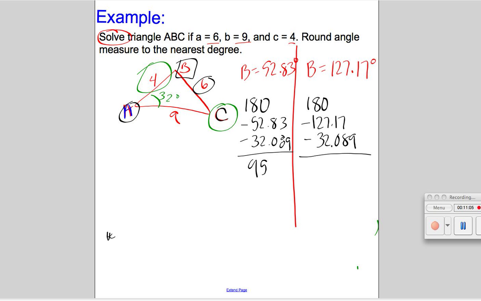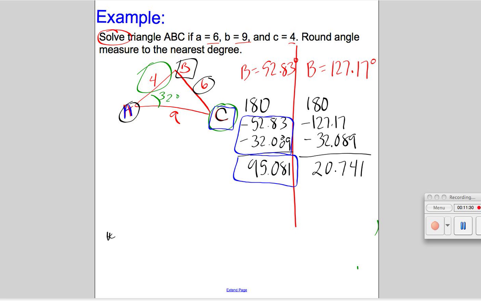I get 95.081. When I do that on the right, I get 20.741. So the question is, which answer is right? Well, look at this 95. This is the largest angle, comparatively, between these 3 angles that would make up this triangle.